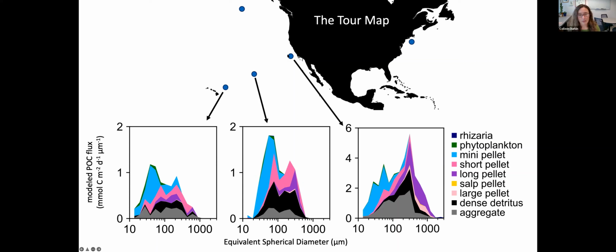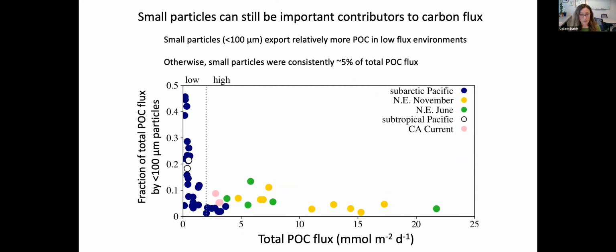And once we got to the California Current, we got a shift. There were particles that were greater than 1,000 microns, and you can really see that the larger particles have more fecal pellets in that size category, right? Especially, there were a lot of these long fecal pellets. So you can see that the small particles can be important contributors to carbon export in terms of magnitude, and also that they're made of different types of particles. And this is just to show you the importance of those with actual data.